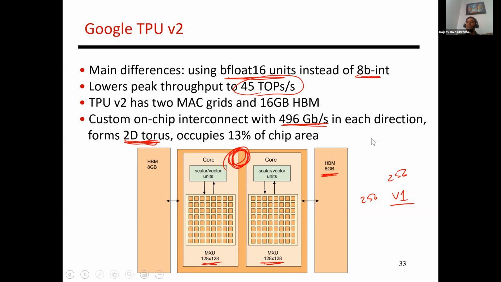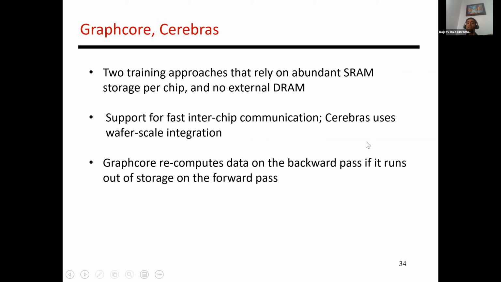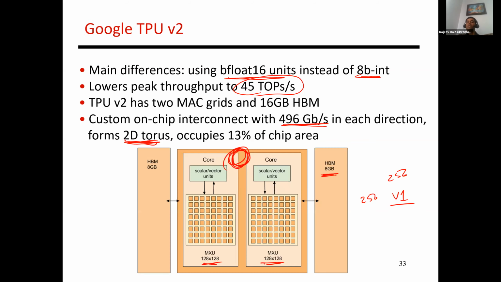Okay, so that's what the TPU V2 does. There are other examples of these training chips. There are examples from GraphCore, Cerebras. Some of the innovations in both of these chips is that they actually don't have any external DRAM. And so the TPU is essentially saying that I'm producing all these activations in the forward pass. That's stored in the 16 GB HBM, the 16 GB per chip, and it can be accessed at very high bandwidth.